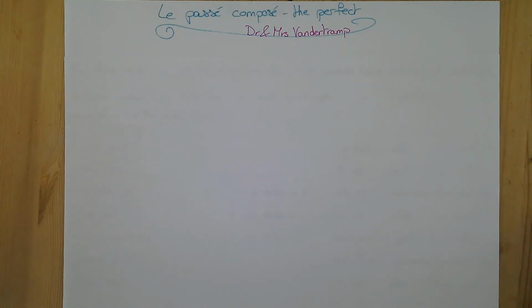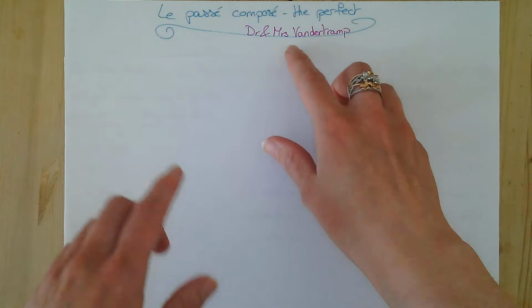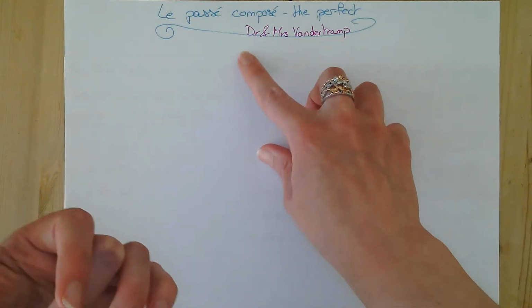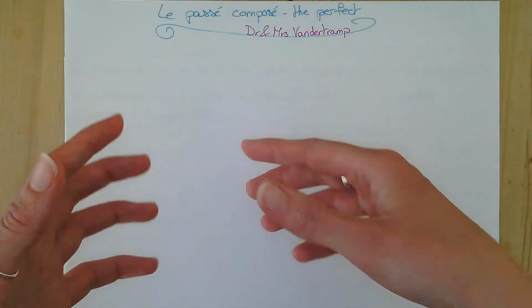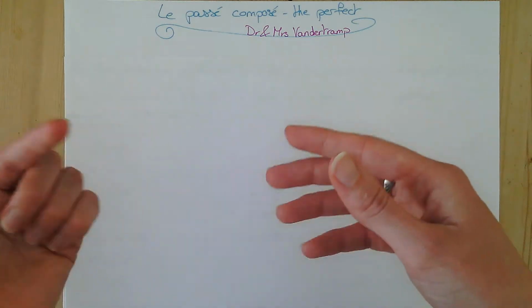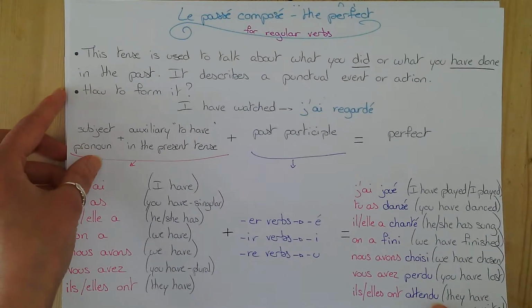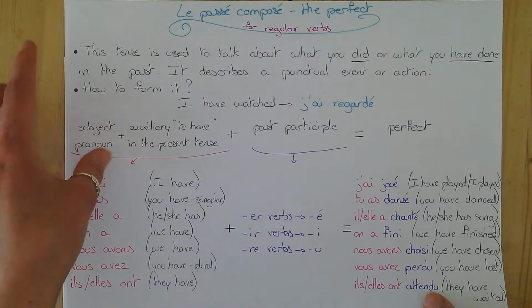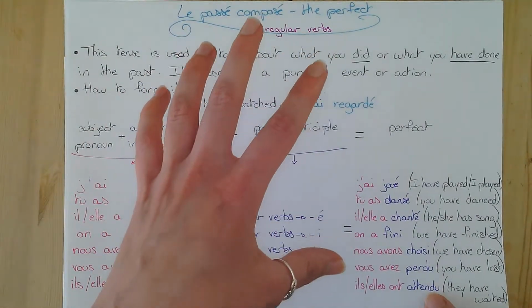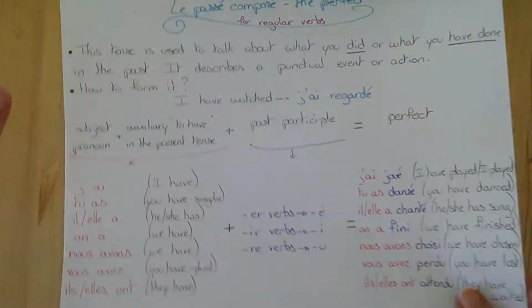Hi everyone and welcome to the last episode in the saga about the perfect tense, where I'm going to talk about the verbs that I will either call just Vandertramp or Dr. and Mrs Vandertramp. So far in the previous videos, parts 1 and 2, I have explained the pattern for regular and irregular verbs. This applies for most of the verbs, to be honest.